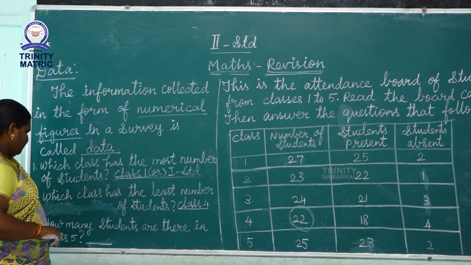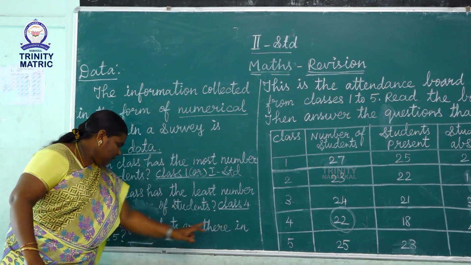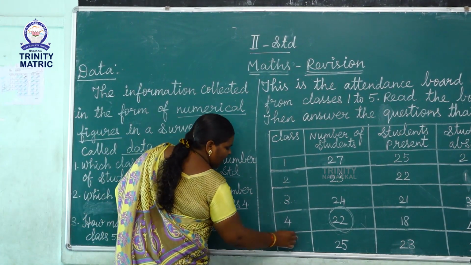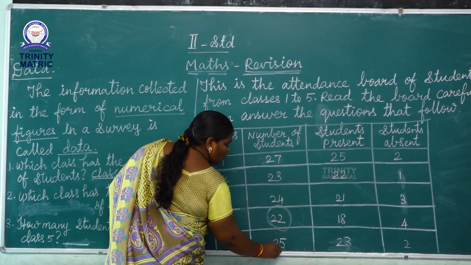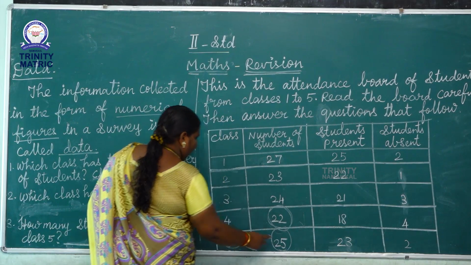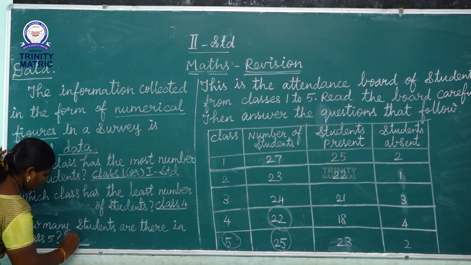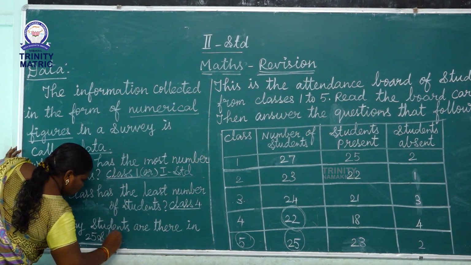Okay, next. How many students are there in class 5? How many students are there in the 5th standard? Yes, 25 students.